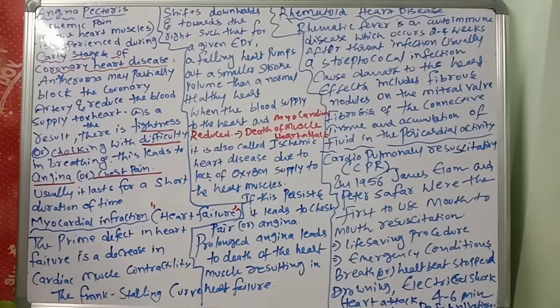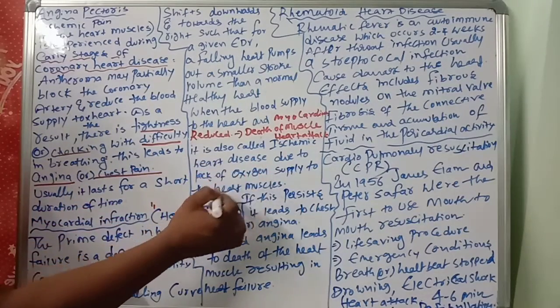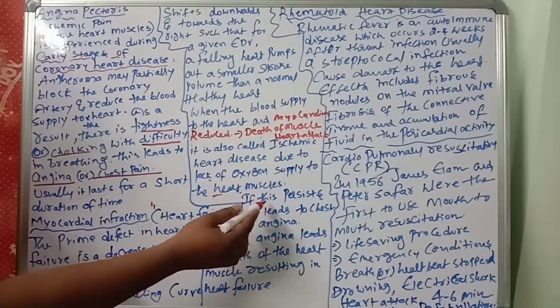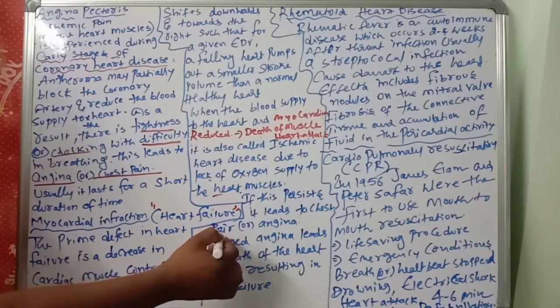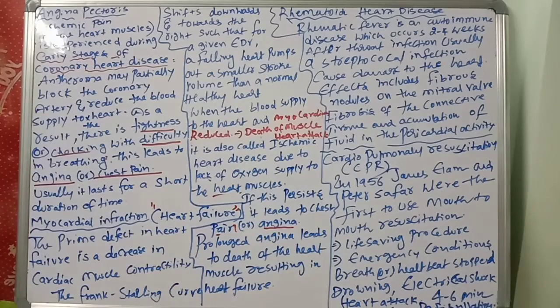Next, another important one. It weakens the heart muscles. What will happen? Heart disease due to lack of oxygen supply to the heart muscles. If this persists, it leads to chest pain or angina. So once again I am repeating this point, children.